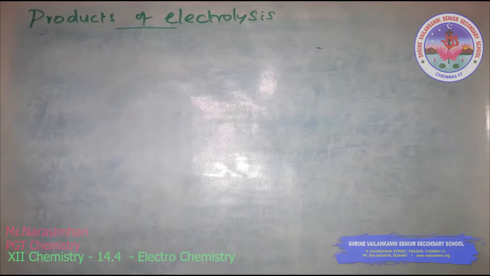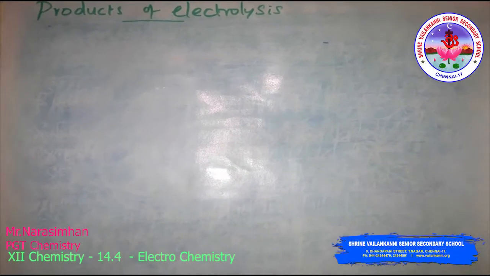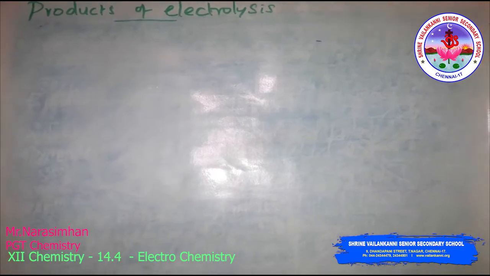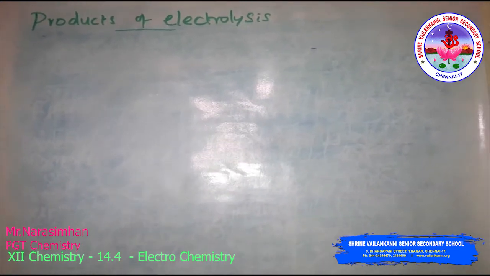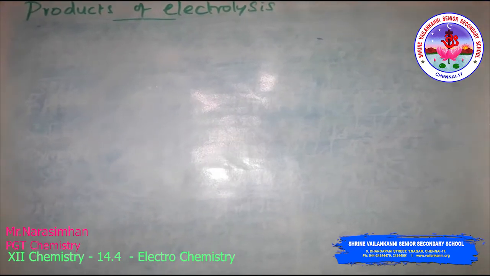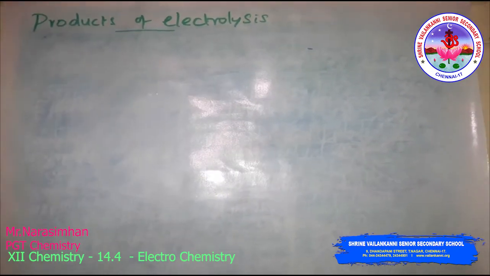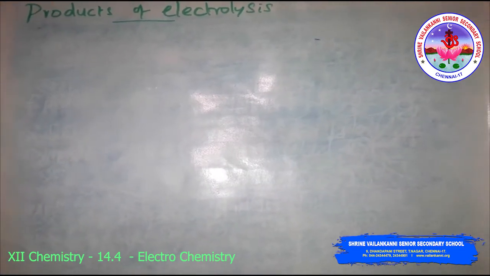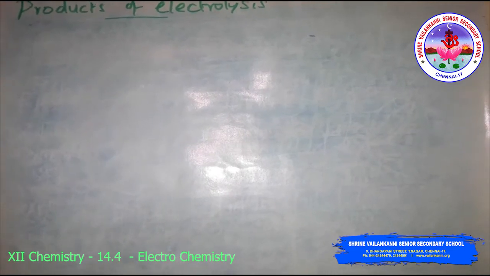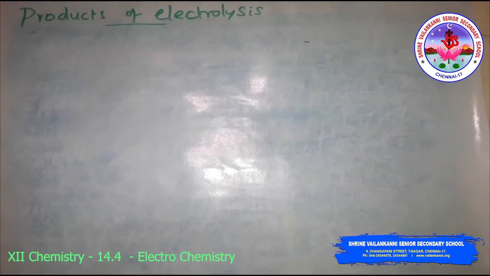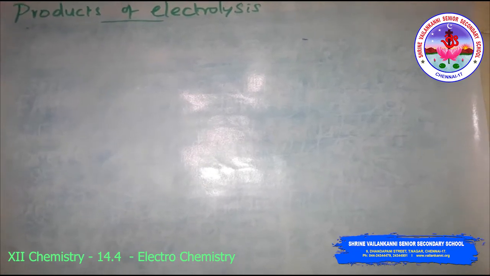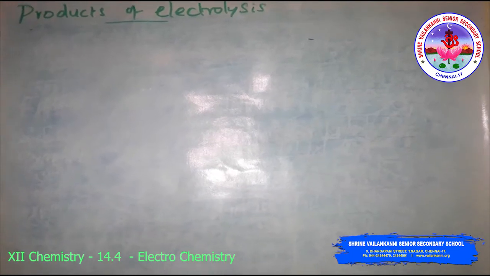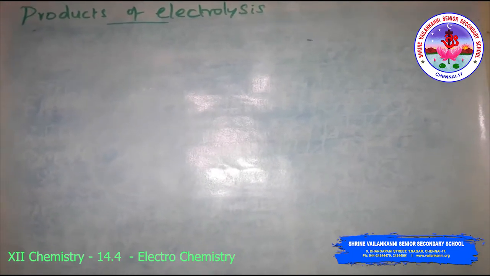Products of electrolysis. The products of electrolysis depend on the nature of the material being electrolyzed and the type of electrodes being used. If the electrode is inert, for example platinum or gold, it does not participate in the chemical reaction and acts only as a source or sink for electrons. If the electrode is reactive, it participates in the electrode reaction. Thus the products of electrolysis may be different for reactive and inert electrodes.